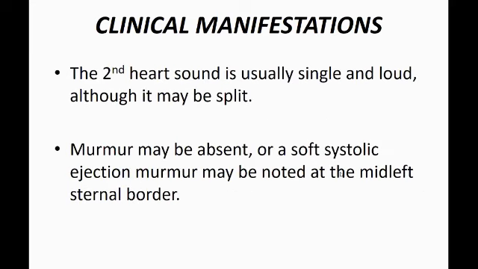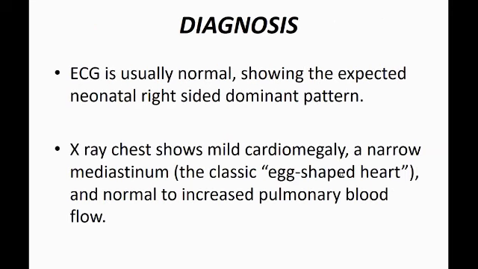The second heart sound is usually loud and single, and it may be split. Murmur may be absent. And in the beginning of my lecture, I told you that absence of murmur does not rule out cyanotic heart disease or congenital heart disease when the patient presents with severe cyanosis. But we do get an ejection systolic murmur at the mid-left sternal border in a few cases of transposition of great arteries. ECG of a patient with transposition of great arteries shows the expected neonatal right-sided dominant pattern.